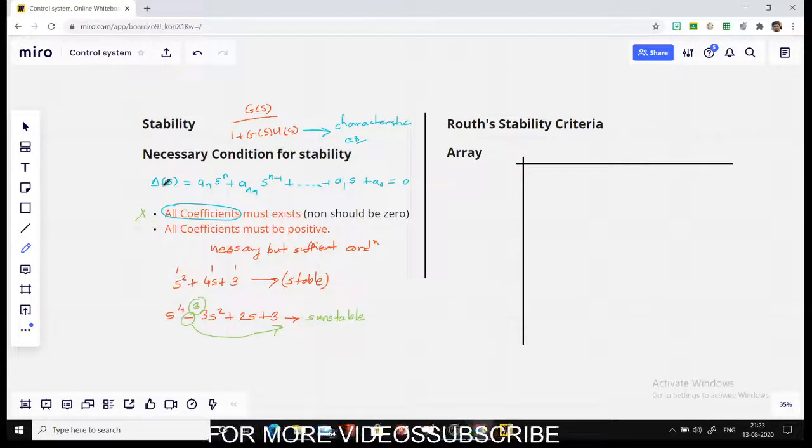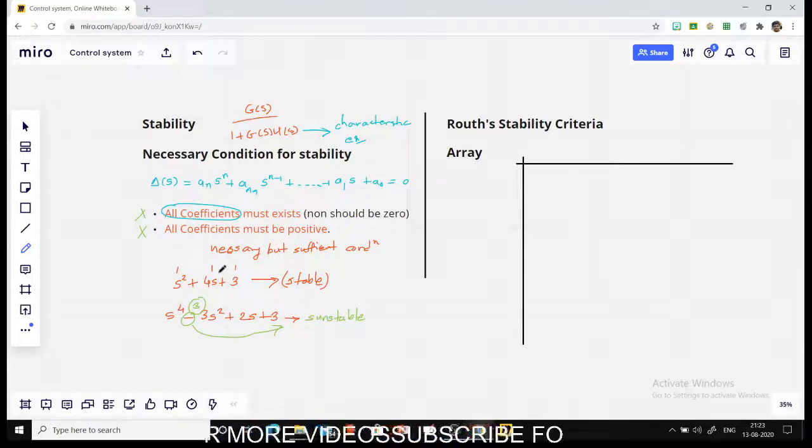So even though both conditions are satisfied, that all coefficients are there in my system and all coefficients are positive, still your system can be unstable. But these are the necessary conditions to check the stability. If any of the conditions is not satisfied, your system is going to be definitely unstable.